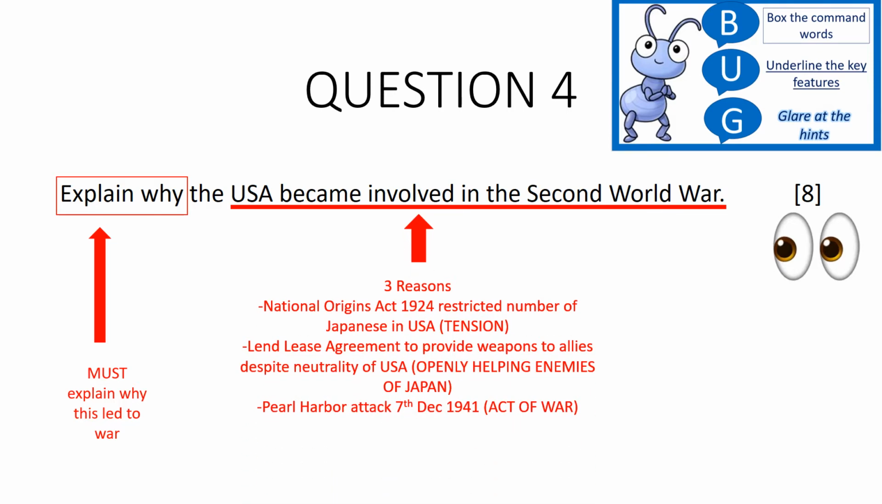You've got the Lend-Lease Agreement, which was to provide weapons to the Allies despite the neutrality of the USA. And the reason that leads the USA to get involved in World War II is because they're openly helping enemies of Japan. And then finally, you've got the Pearl Harbor attack on the 7th of December 1941, which is an outright act of war. And that is probably the main reason why the USA becomes involved.